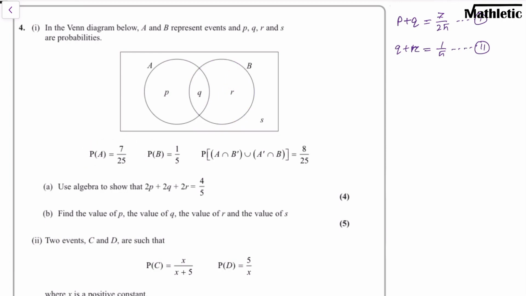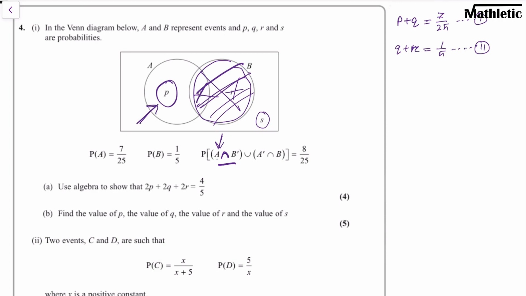Next, the third one, A intersection B prime. A intersection B prime means you cannot include B. You have to exclude B. So outside the circle B, we need to select something which is common with A, because intersection means you need to pick something which is common with A. So you have excluded B. Apart from B, we are left with these two values, and from these two values, P is included in A. So the value of A intersection B prime is actually P.